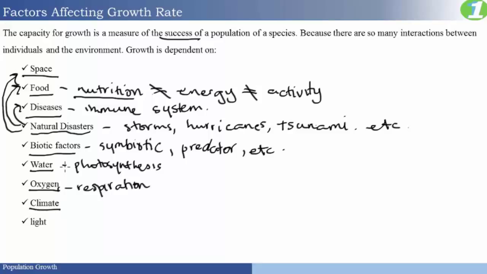Climatic changes, is it too hot? Is it too cold? Are we able to function in this temperature? So climate can actually determine if a population is growing. Also, light, especially if it's an aquatic organism.